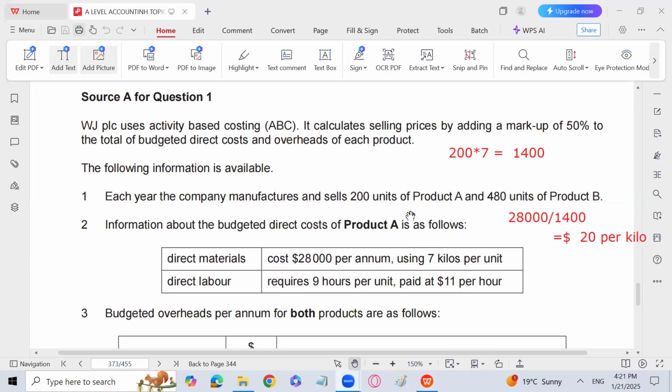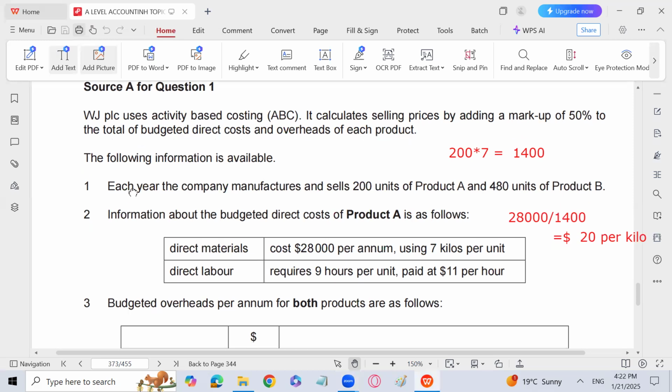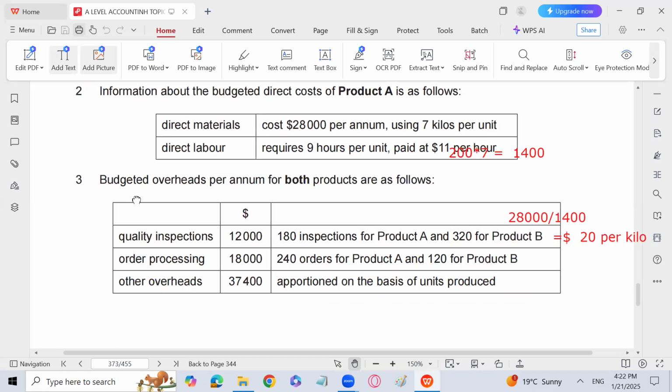And what is the direct material cost per unit? Can you tell me? What is the direct material cost per unit? 7 kilos per unit into $20 per kilo, 140 per unit is the direct material cost per unit. Getting the point?